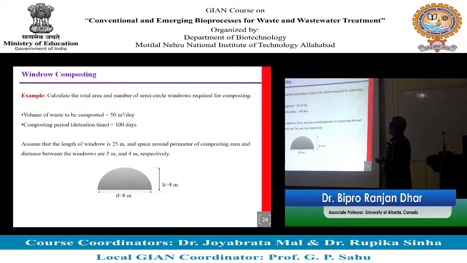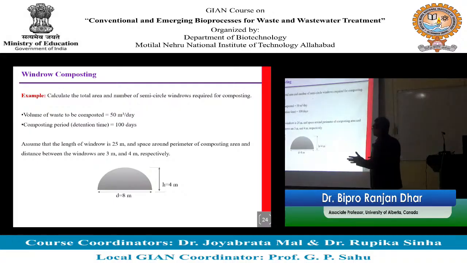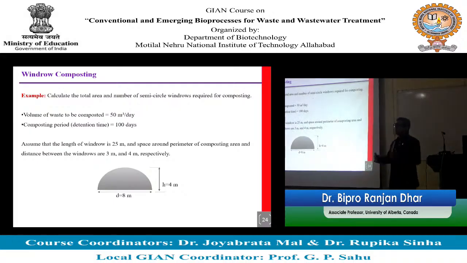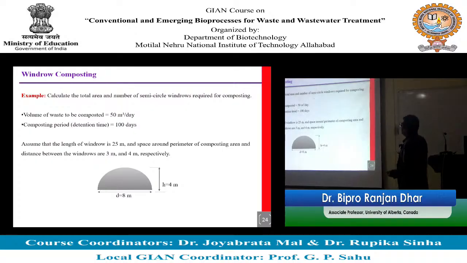Our total volume of waste to be composted is 50 meter cube per day. So let's say the facility is receiving 50 meter cube per day, and the total composting time is going to be close to 100 days, right? So for 100 days, whatever the waste is collected, we collect them in batch, and we are going to run the composting process in batch. And now we consider the length of the windrow is 25 meter, and space around the perimeter.